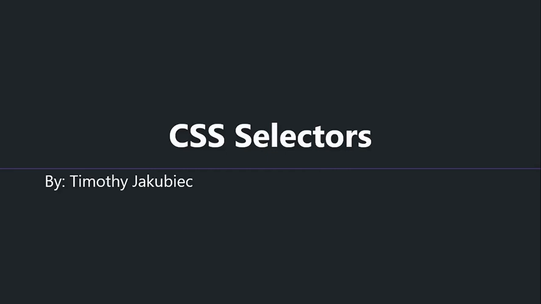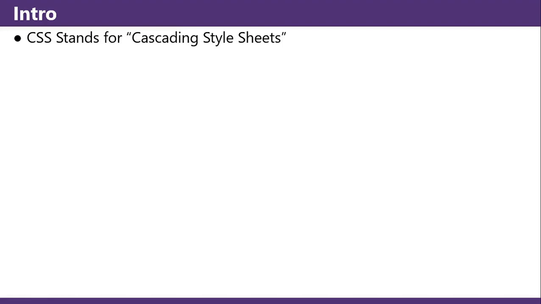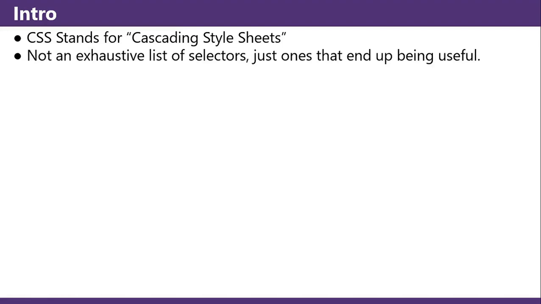Welcome back to Jakubication. This video is about CSS Selectors. CSS stands for Cascading Style Sheets. Not an exhaustive list of selectors, just ones that end up being useful. Quickies. Universal selector, the asterisk, selects all elements.